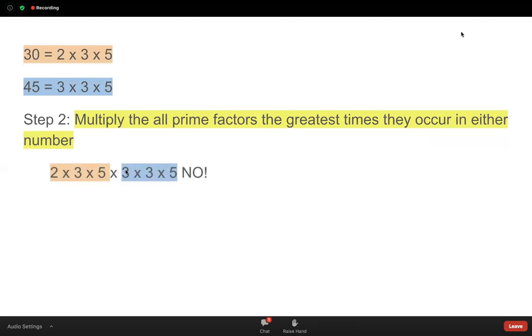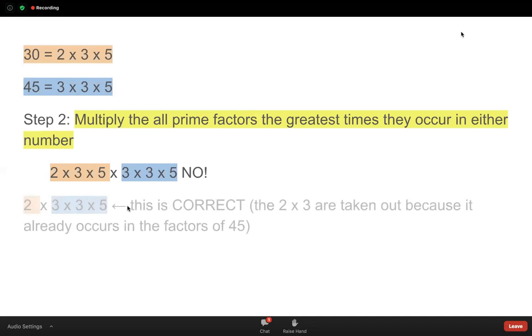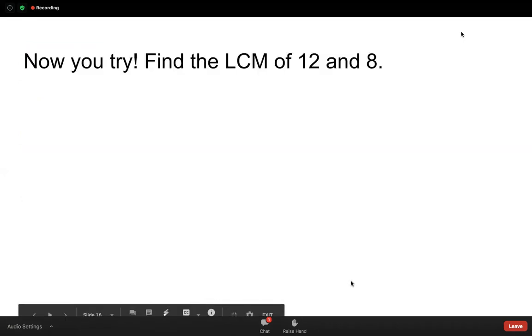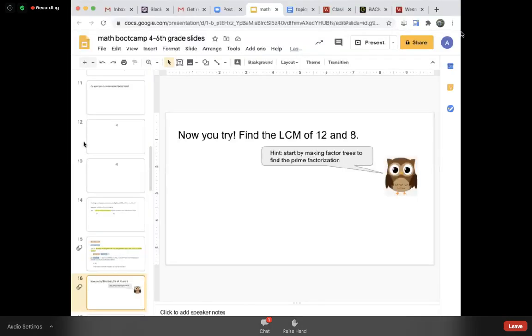So no, this is not correct because we have too many numbers there. This is correct. Yep, 90. Awesome. So now you try. Let's find the least common multiple of 12 and 8.